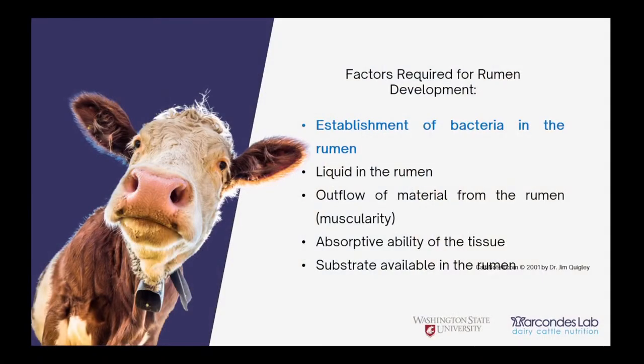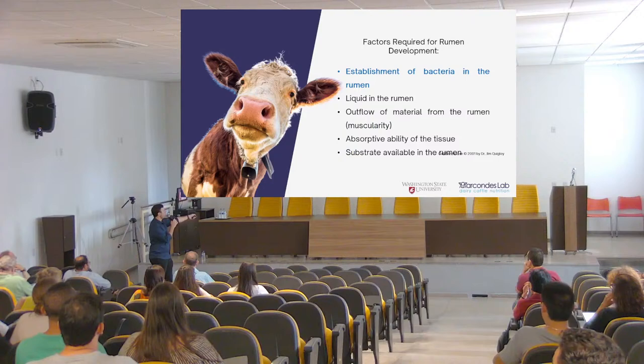We did have a project, we're still waiting for the results, where we slaughtered the animals before the first feeding. So we want to check what is the actual rumen microbiology before anything happening with the animal. But we do know that regardless, the animal will ingest some liquid, some fluid, so probably there is a lot of microbiota there. The animal is not technically sterile. So you have the outflow of material from the rumen after birth.